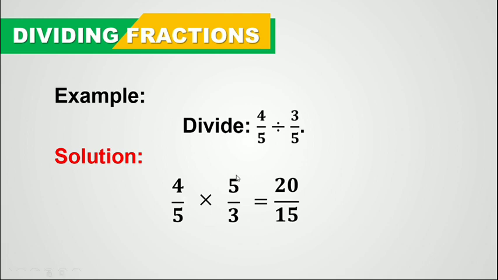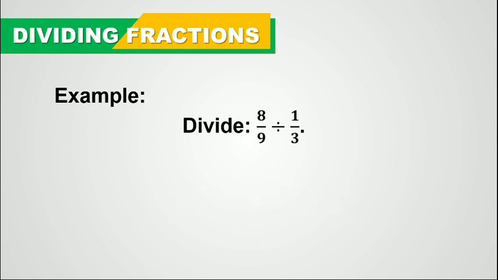20 and 15 are both divisible by 5. So we're going to divide 20 and 15 by 5. 20 divided by 5 is 4, and 15 divided by 5 is 3. Therefore, the final answer for this particular example is 4/3. All right? Now, let's have more examples.